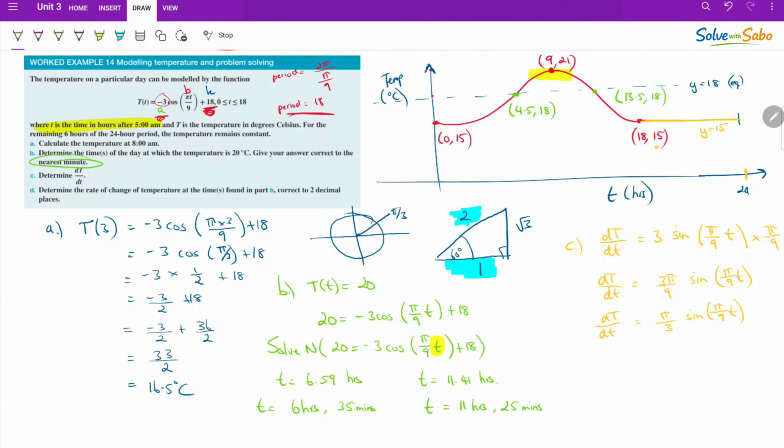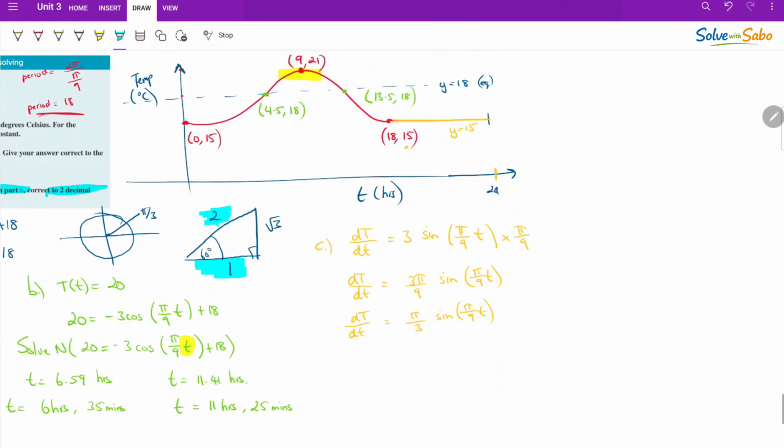Part D, determine the rate of change. Pause, rate of change, derivative. Yep. At the times found in part B, correct to 2 decimal places. Well, this is screaming calculator. So we've got our part B over here. We've got our part C a bit further over. All this question is really asking you is what is dT/dt at t equals 6.59 and t equals 11.41.